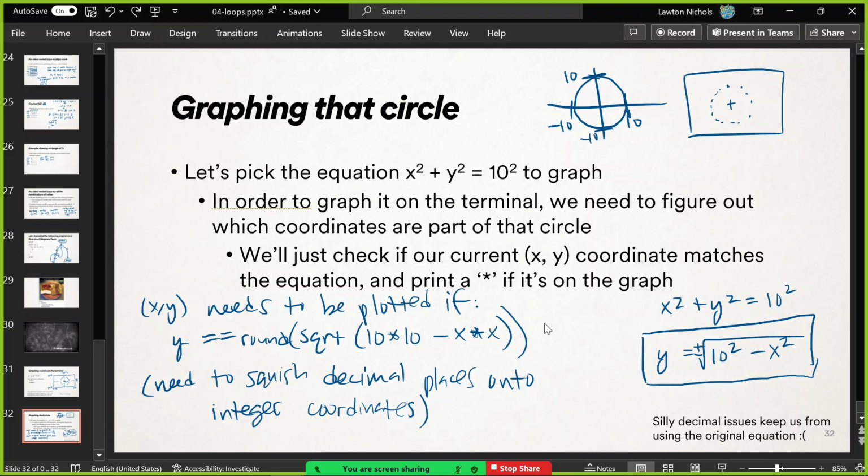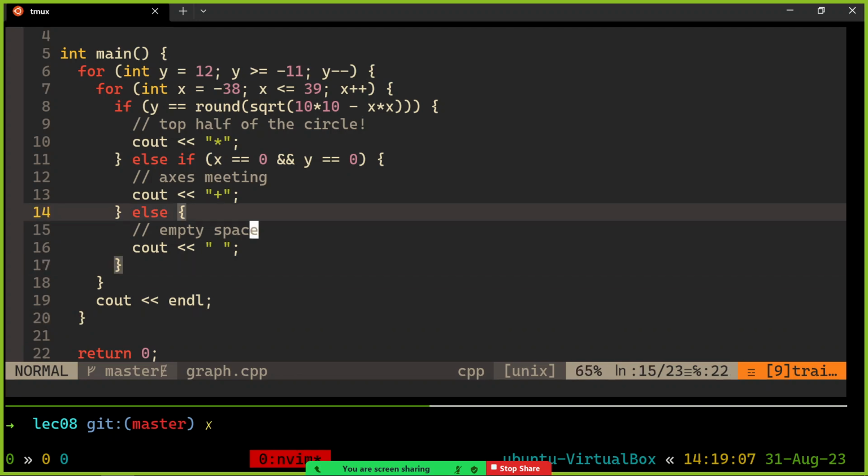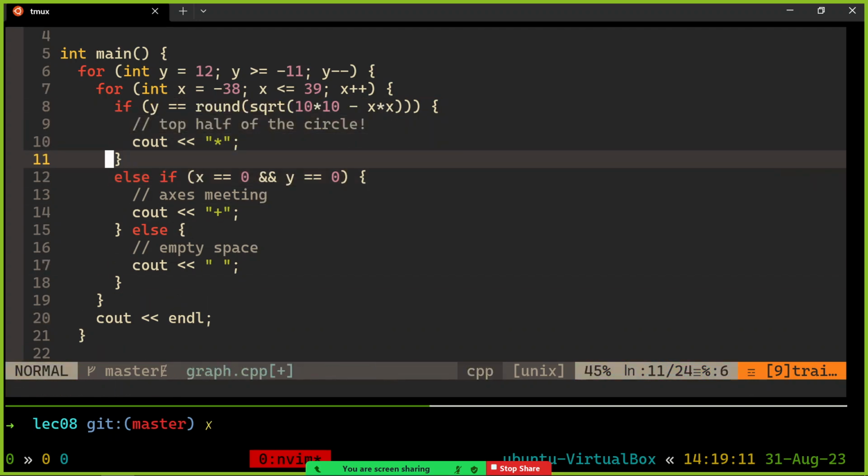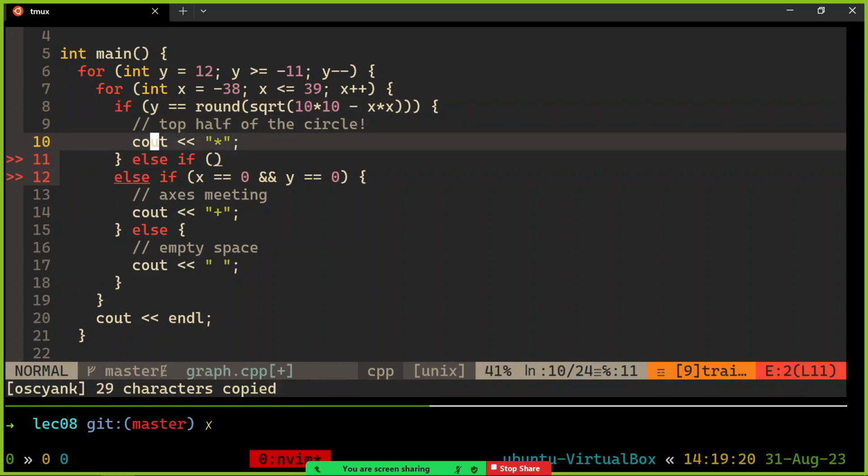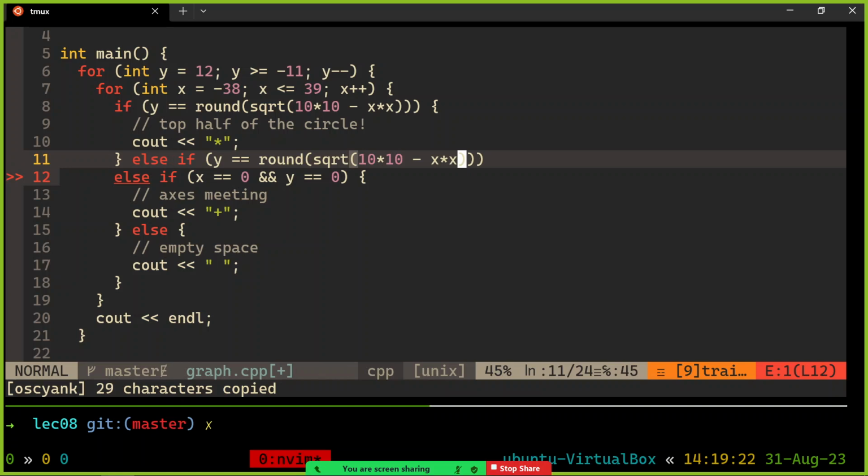Let's do the bottom half, because it was plus or minus the square root. So there's a minus square root of 10 squared minus x squared to plot still. So if it's not the top half of the circle, maybe it's the bottom half. So else if the y is equal to all of this, actually, let's just copy and paste. It's just y equals the rounded negative square root of all that. So that's the other equation. If that's true, it's another star.